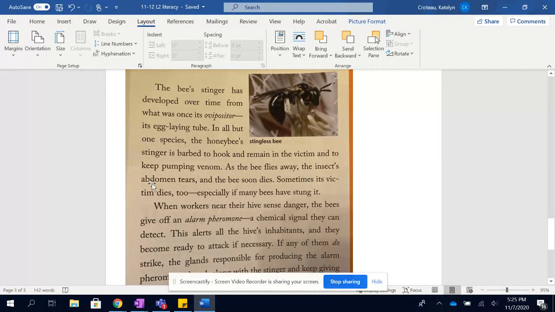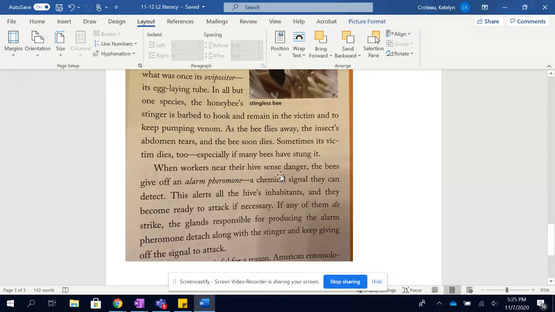As the bee flies away, the insect's abdomen tears, and the bee soon dies. Sometimes its victim dies too, especially if many bees have stung it. When workers near the hive sense danger, the bees give off an alarm pheromone, which is a chemical signal they can detect. This alerts all the hive's inhabitants, and they become ready to attack if necessary. If any of them do strike, the glands responsible for producing the alarm pheromone detach, along with the stinger, giving off the signal to attack.